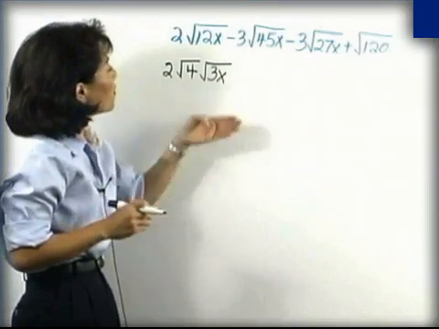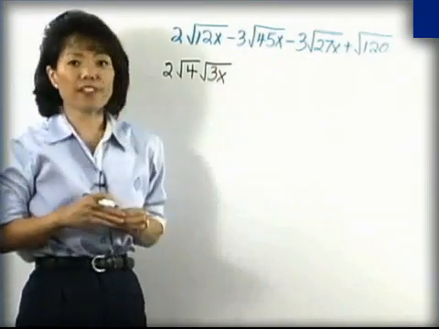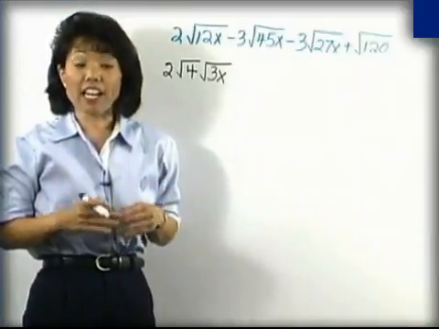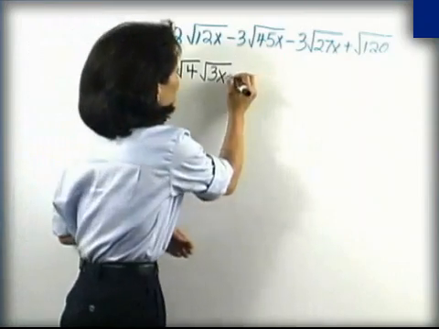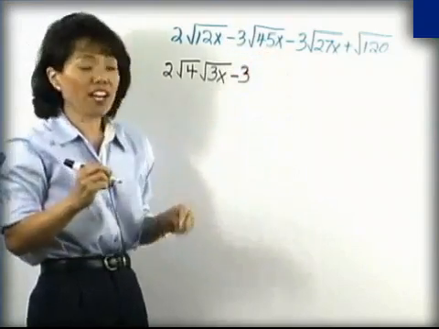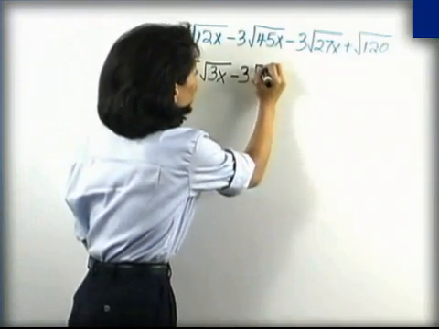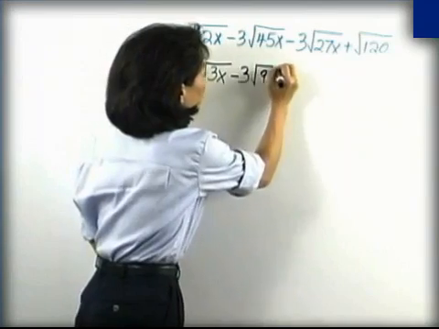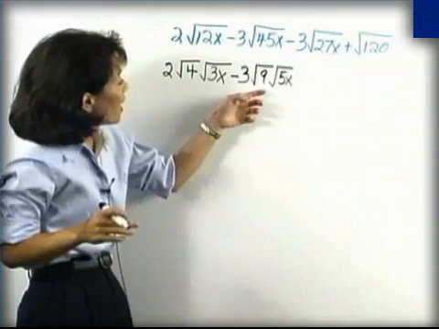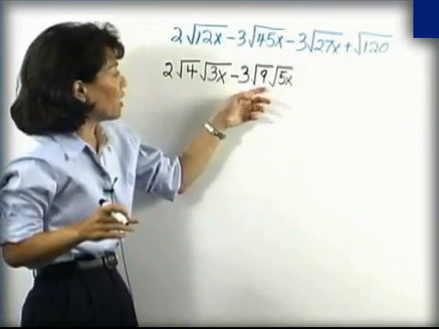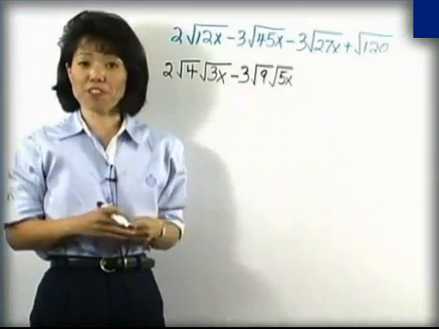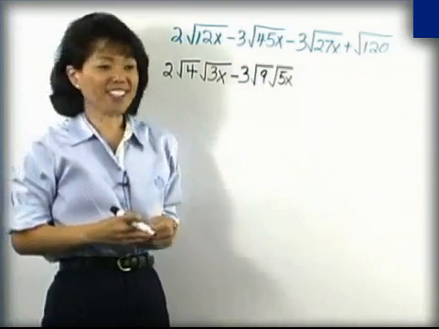Now let's continue. I've got 45. Think of a perfect square that's a factor of 45. Do you come up with 9? This is the 3 that's out front. We're going to rewrite 45x as the square root of 9 times the square root of 5x. Again, the reason is because the square root of 9 is going to simplify down to 3. The square root of 5x, not a perfect square, is going to stay under the radical sign.